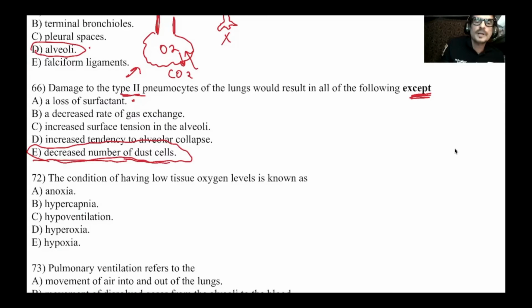Hey Nick. Yeah. Is a dust cell a real thing? I don't recall. Yeah, I don't think it's a real cell. I don't think it's a real thing.